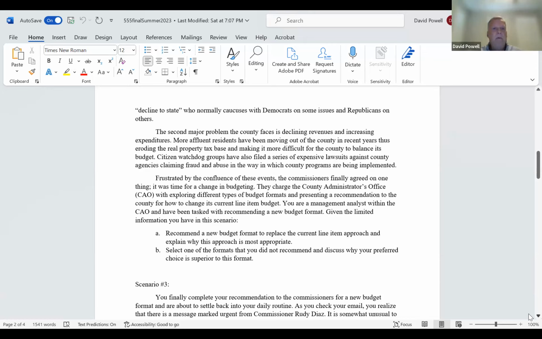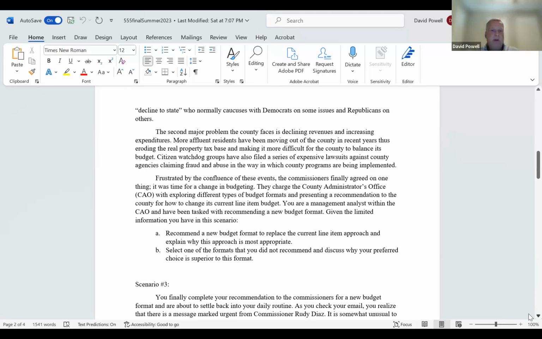You are a management analyst within the CAO and have been tasked with recommending a new budget format. Given the limited information you have in this scenario, question 1, recommend a new budget format to replace the current line item approach and explain why this approach is most appropriate. So we presented 4 different budget formats in this class: line item, performance-based, program-based, and zero-based. So what new budget format would you recommend to replace the current line item budget?